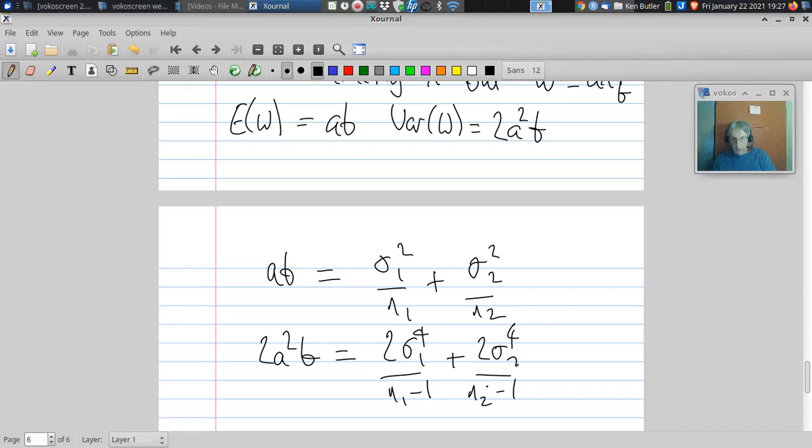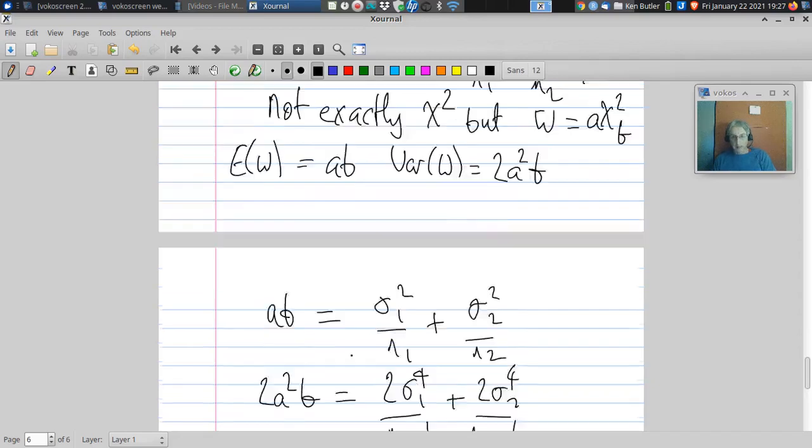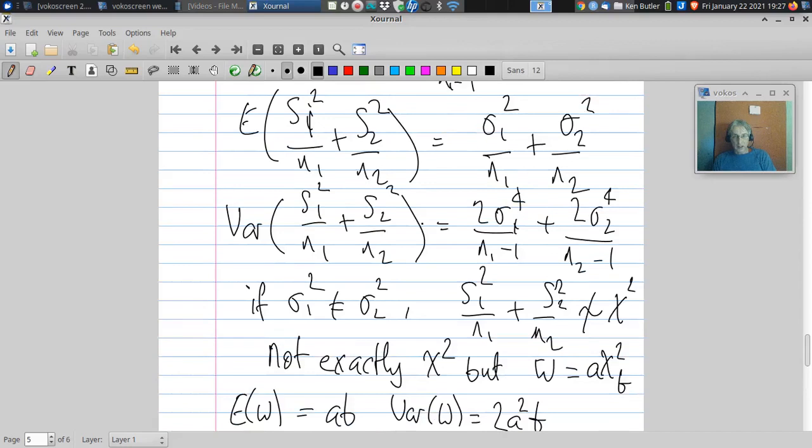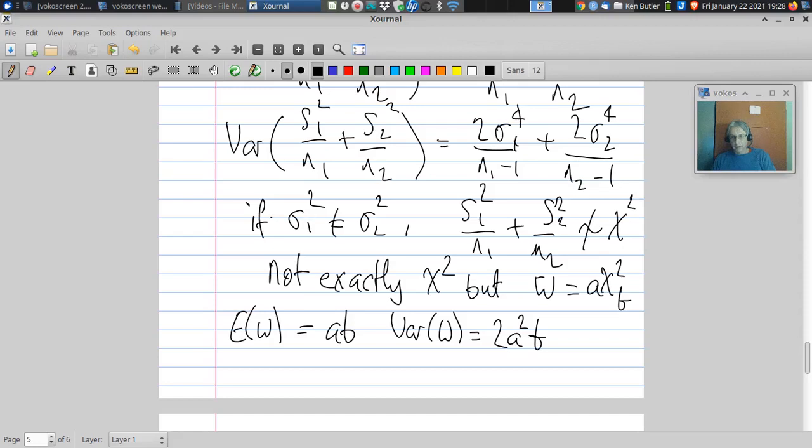Alright, and then we're going to try and solve for A and B. Now, this thing here is not exactly chi-squared. We are pretending it's chi-squared for the sake of trying to make an approximation. It's going to be, we hope, fairly close to chi-squared. And if it were chi-squared, which it actually isn't, then its mean would be this AB, and its variance would be 2A squared B, and we would try and estimate A and B.